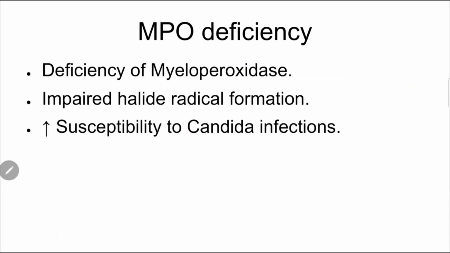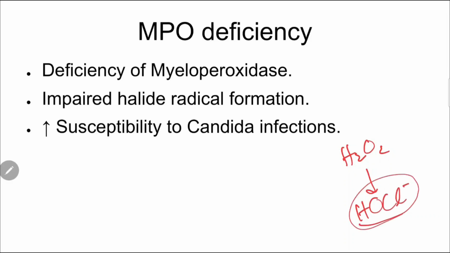Next is myeloperoxidase deficiency. Myeloperoxidase is responsible for converting hydrogen peroxide into hypochlorous acid, right? And this is basically a halide radical, and this is the most effective weapon that we have against microbes, and it really destroys them, right? So if you have a deficiency of MPO, then obviously you will not be able to form your hypochlorous acid, and you are more susceptible to candida infections. That's the only thing that you have to know. And obviously your nitroblue tetrazolium test and your dihydrorhodamine test will be normal because your NADPH oxidase is still functional.